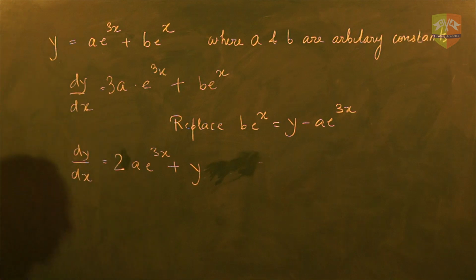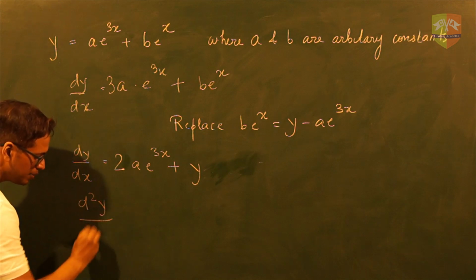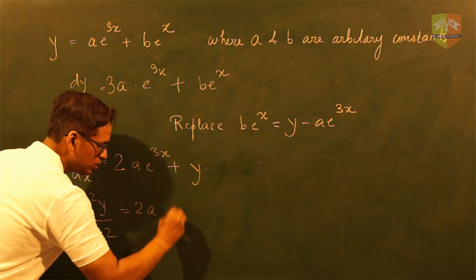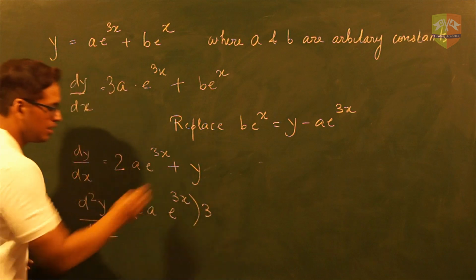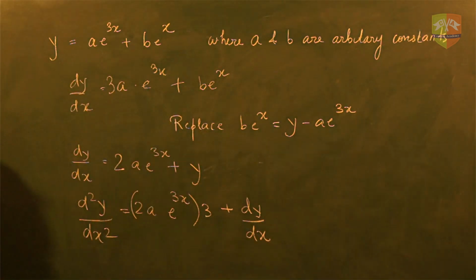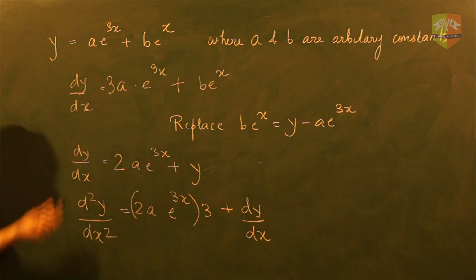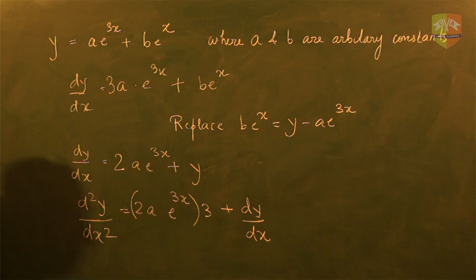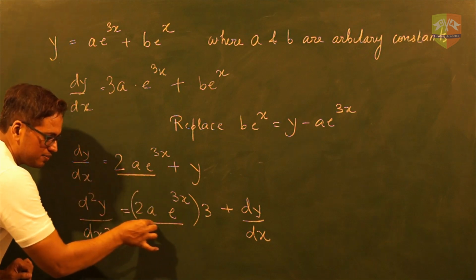Now let us differentiate it one more time. So if I differentiate once more, I'll get d2y by dx square equal to, now this will be 2a e to the power 3x into 3, plus dy by dx. Correct? So I've used the chain rule over here, and the derivative of y is dy by dx, and of course the derivative of dy by dx is d2y by dx square. Now again this term is appearing over here, right?